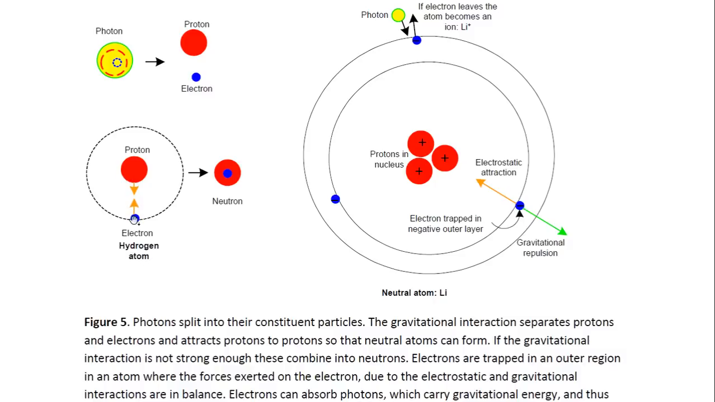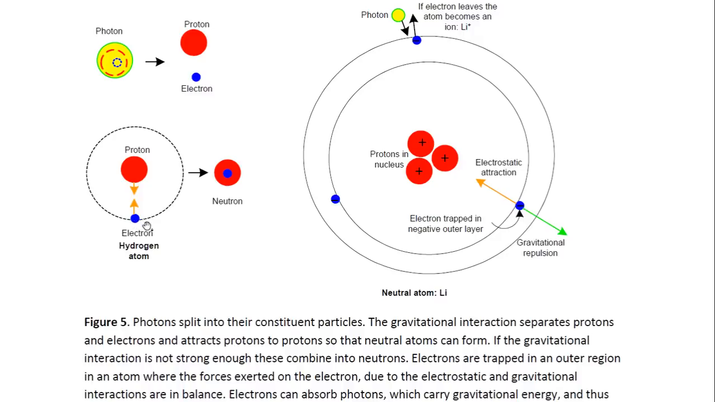It only has one proton and one electron, and it's the gravitational interaction that causes the proton and the electron to repel each other and thus be separate. And the electrostatic interaction causes the two to attract, and this keeps the electron trapped in a region surrounding the proton. But if the gravitational repelling force that these two particles experience as a result of the gravitational interaction drops, then the electrostatic interaction will take over.